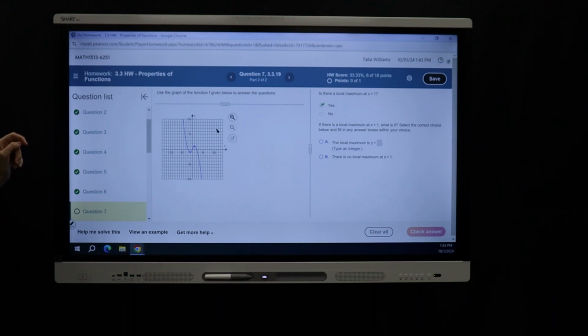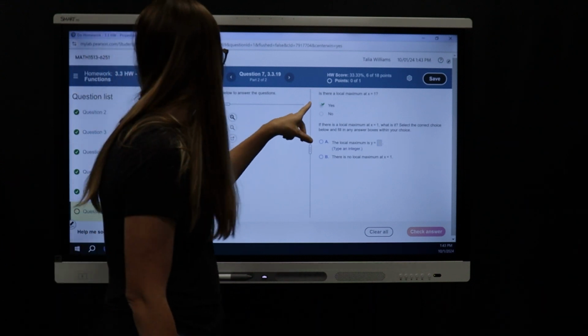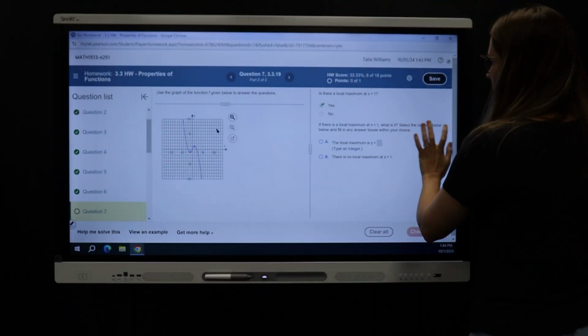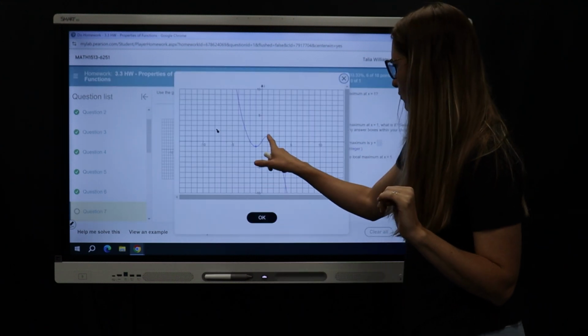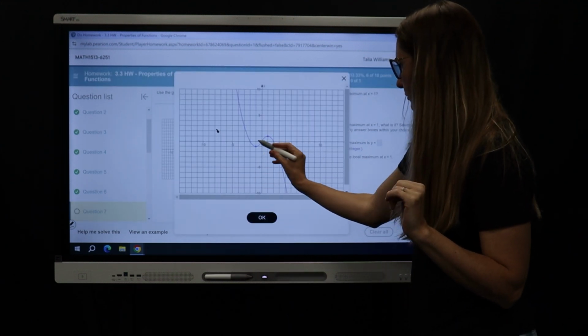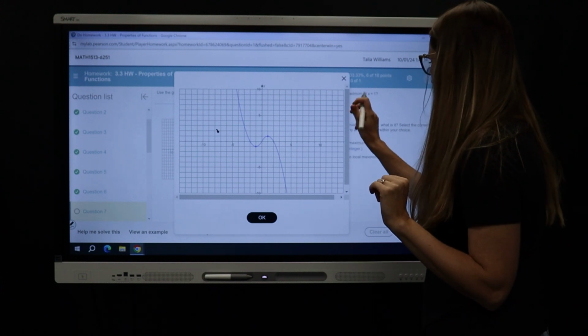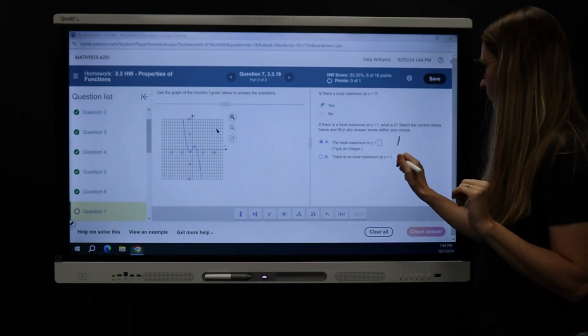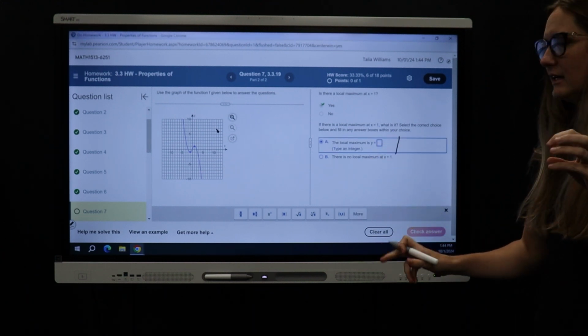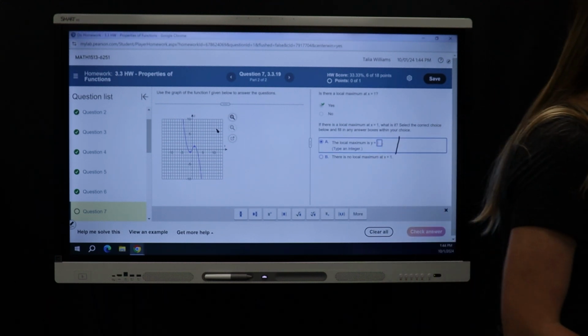And then, what is the local maximum value at x equals 1? We already said yes. What is it? Select the correct choice. So when x is 1 here, the y value is also 1, so they want y equals 1 there. So y equals 1. The maximum height that it got at that x value is 1.